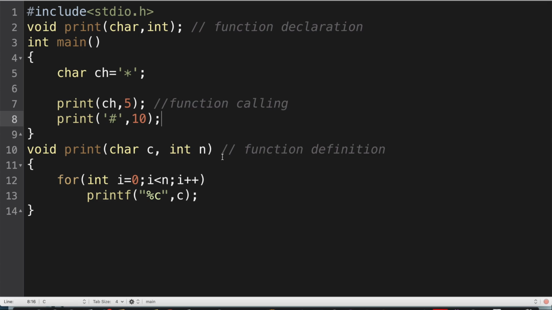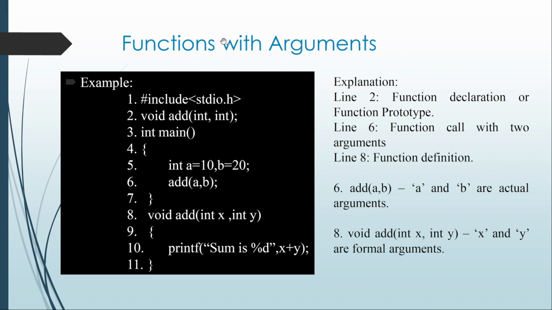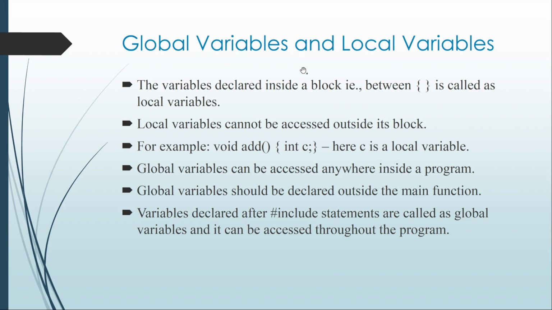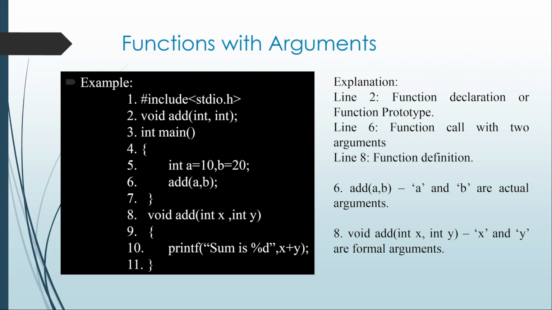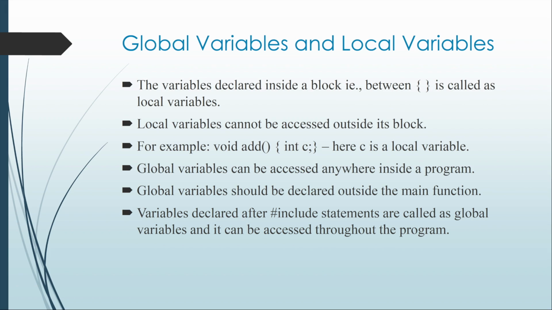Okay, so this is function with arguments. Then, whenever we are discussing functions, we have to know one thing: the variables we declare inside the functions and the variables we declare outside the functions. So there is something called global variables and local variables that we need to know.